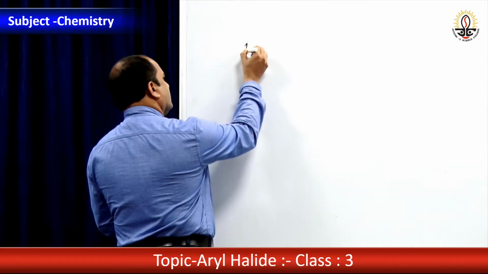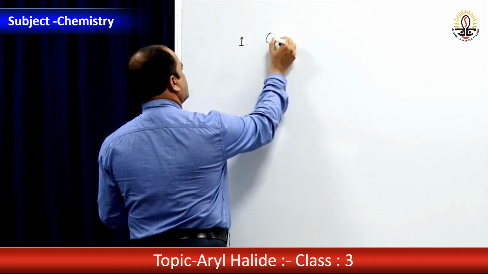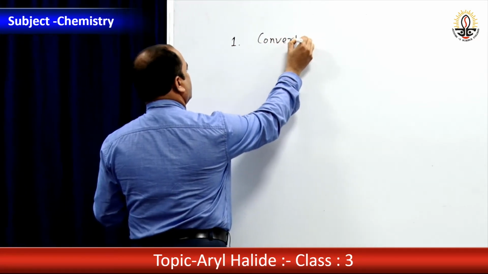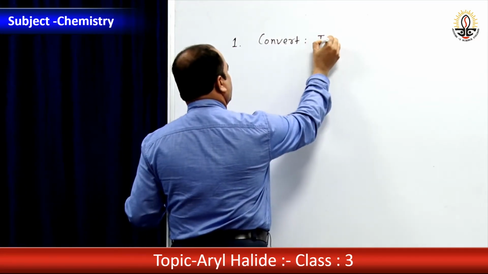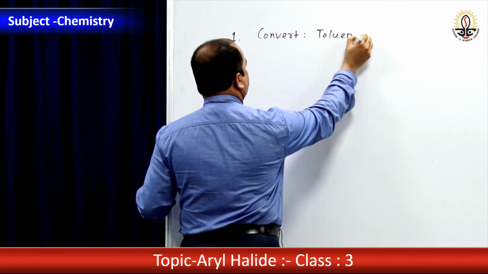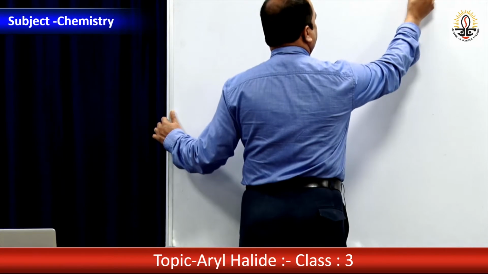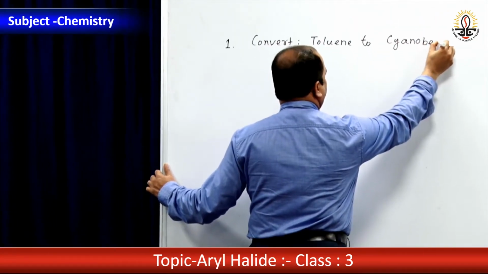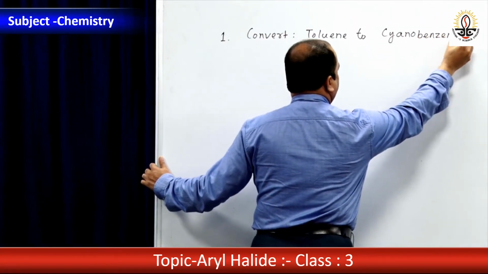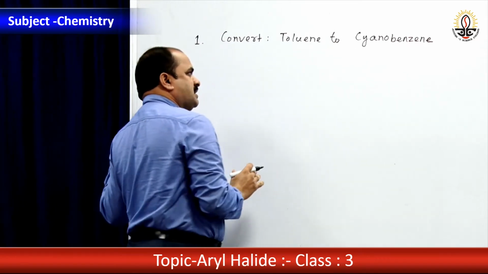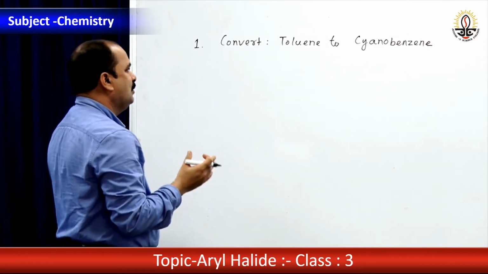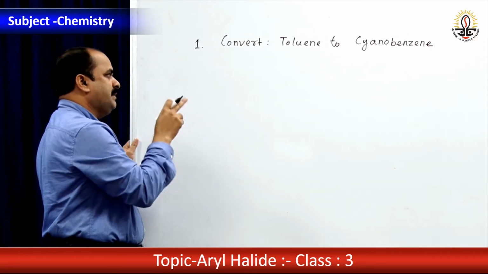Question number 1: convert toluene to cyanobenzene. As the final product is cyanobenzene, we have to convert toluene to BDC.